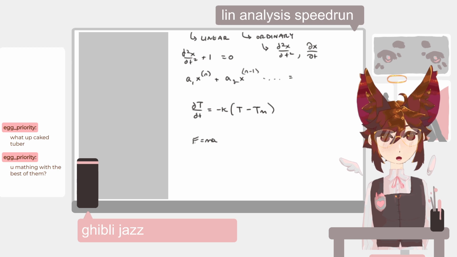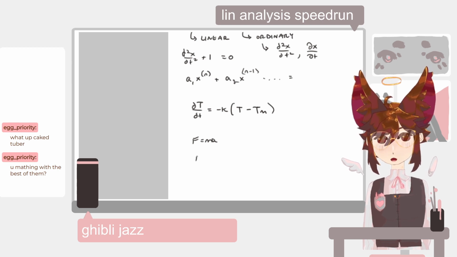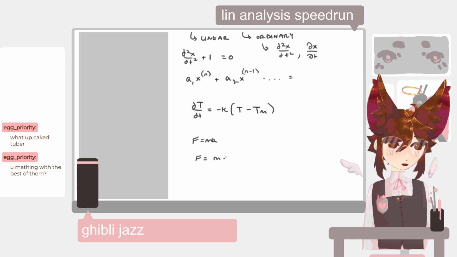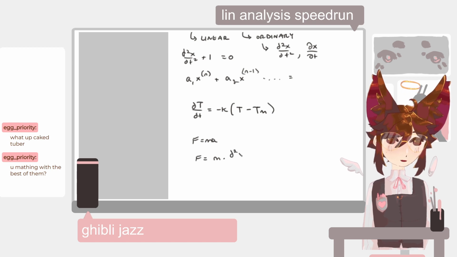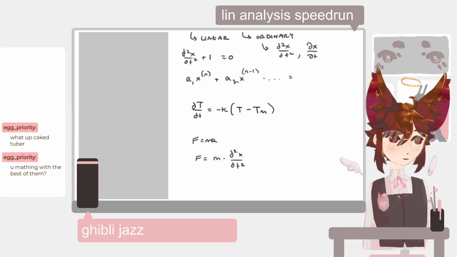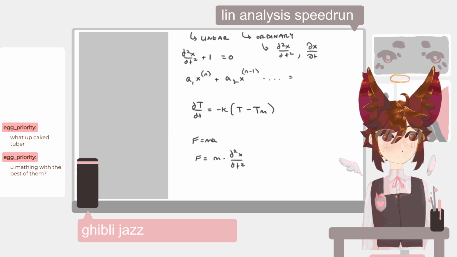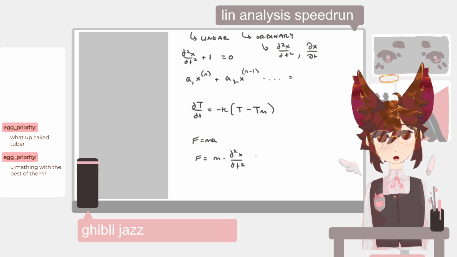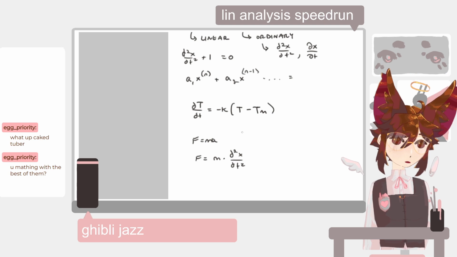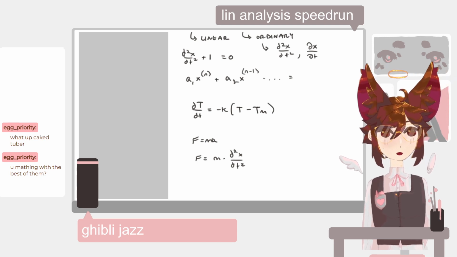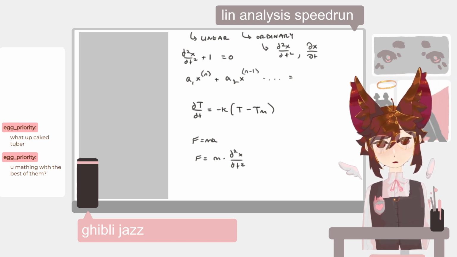So that's going to say that force equals m times d squared x over dt squared, right? The second derivative of our position. Because if we know that acceleration is the change in velocity, then it is the second derivative of position. You can solve stuff with that.